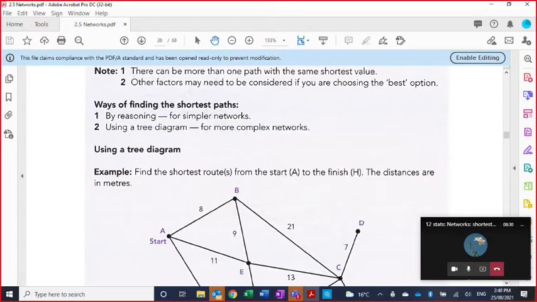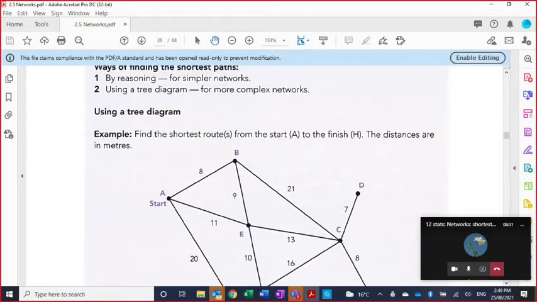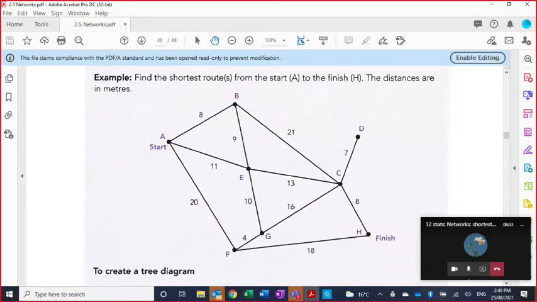So when you're finding your best path, your shortest path, make sure you consider any other factors to make the best option. Again, that's how you get your merit. You can do it by reasoning, but you need to be able to justify your answer with numbers. So I would recommend that you just use the tree diagram, and that way you can find the shortest route. So we're going to look at this one. Find the shortest route from start A to the finish H. The distances are in meters. Make sure you're using units as you go.